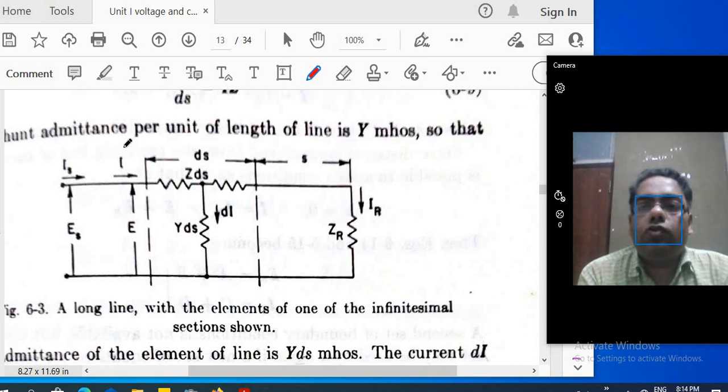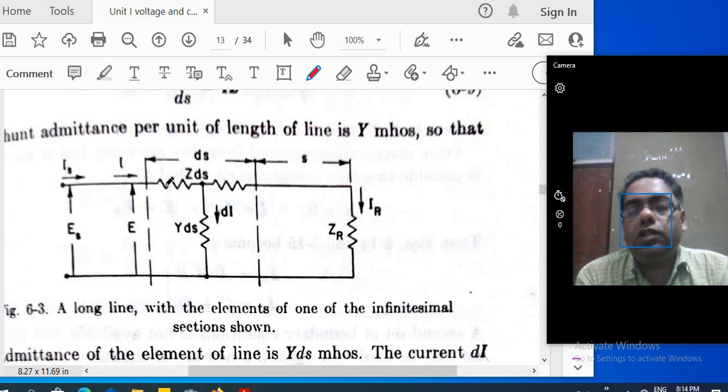Okay, so today we are going to see the general equation of a transmission line. This is the equivalent circuit of a transmission line. This is a T section that we have already studied. Here we have the series impedance Z ds. We are considering the distance s from the load end.